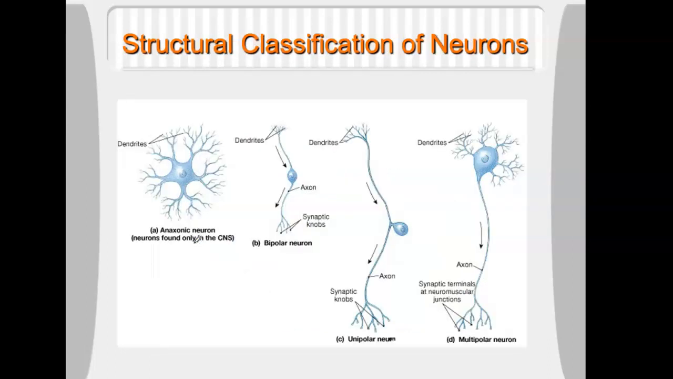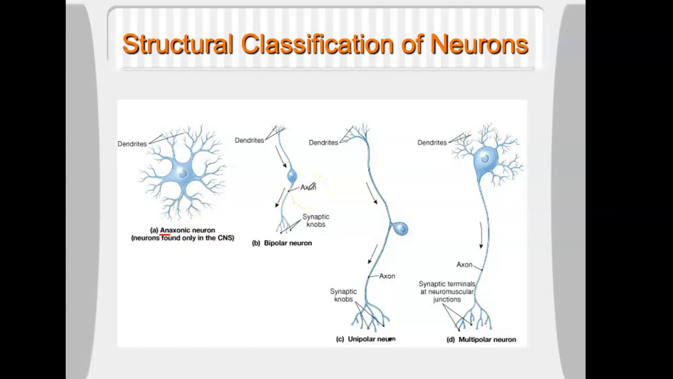I wanted to point out the very different structural classification of neurons. Before we were talking about whether it was arriving at the central nervous system or exiting. Here we're just going to look at the morphology of them. Some of them don't have an axon at all. If it were to not have an axon at all, we're going to call it an anaxonic neuron.